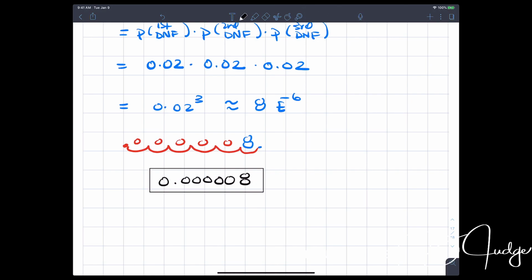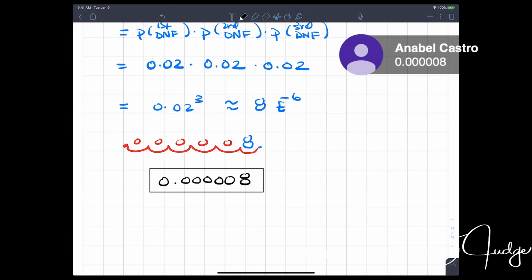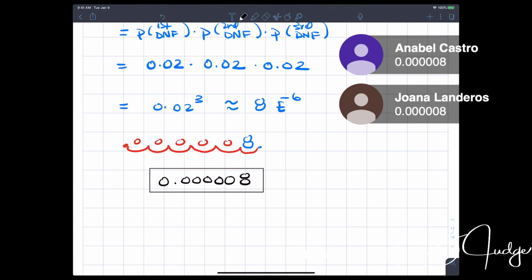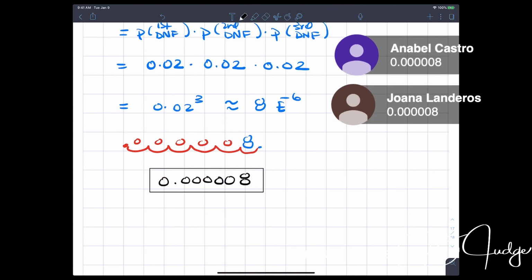So let's see. I think we have who? Annabelle. We have Joanna Linderos. Okay. If you can see that, and I'm not sure I can, it looks like there's 5 zeros. Are there 5 zeros? Right? Let's see. 1, 2, 3, 4, 5. 1, 2, 3, 4. Yeah, 5 zeros and an 8. Ladies and gentlemen, this is your final answer.